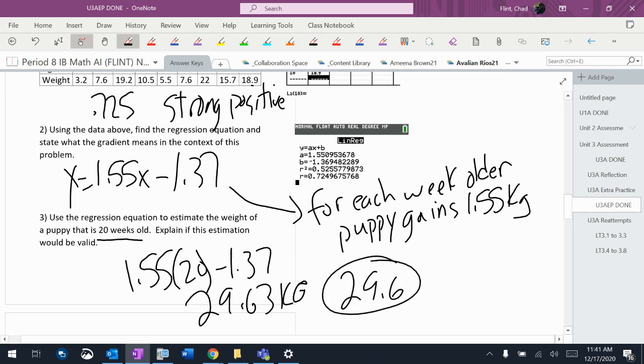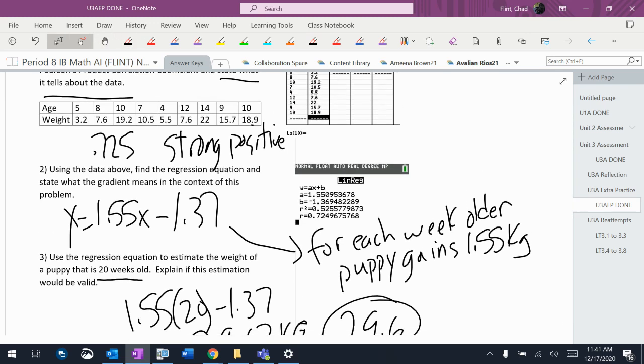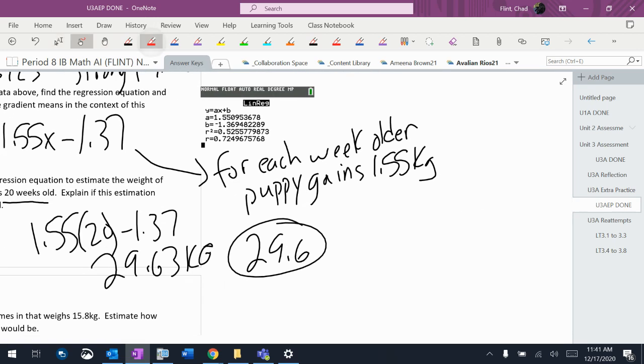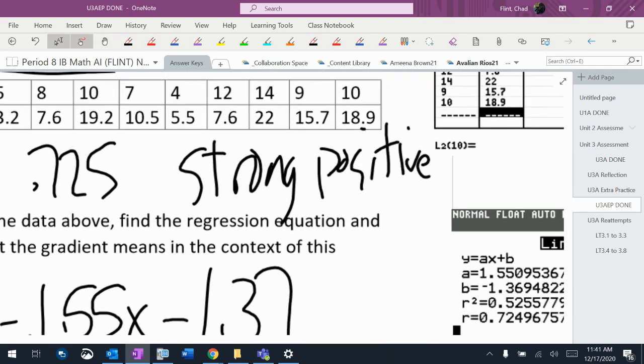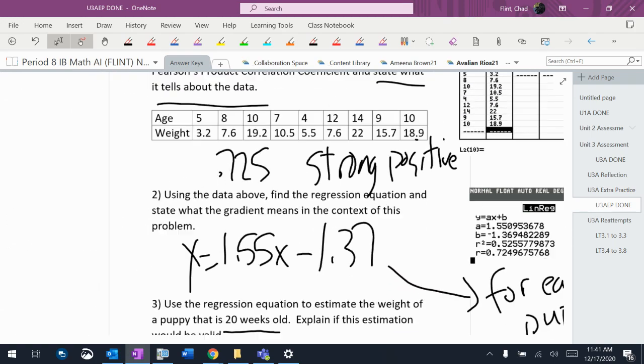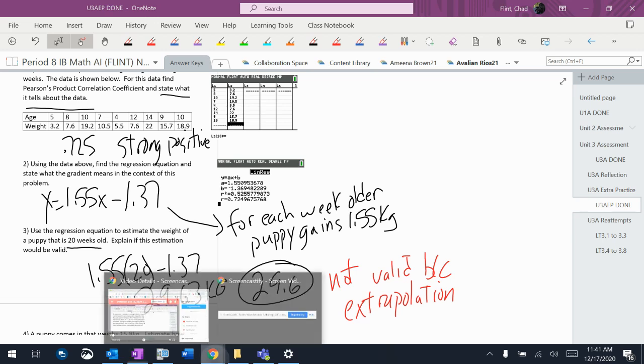Okay, would this be valid? All right, well, 20 weeks is not inside of the range that I have, or the domain I have up there, which is from 4 to 14. So this is not valid because of extrapolation. It doesn't fit in the domain of the X value. 20 is too big. This data is only from 4 to 14, so I can't use that. And that's what extrapolation is trying to show you when you're talking about it in these problems.